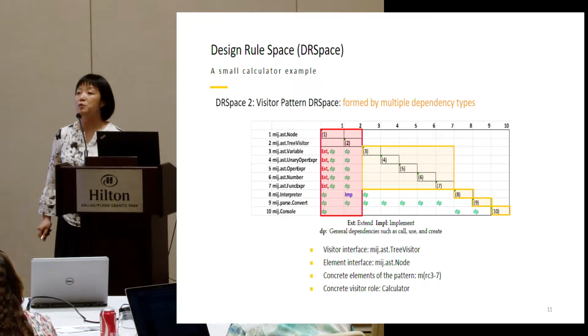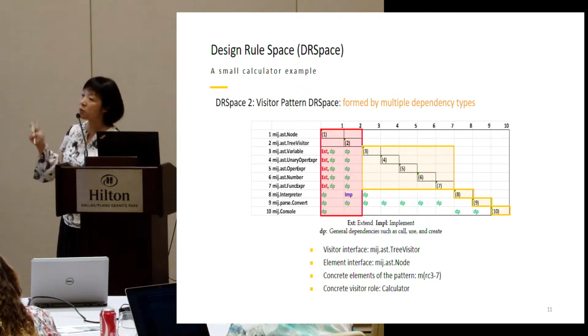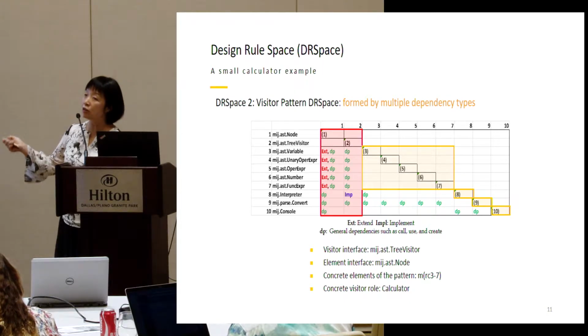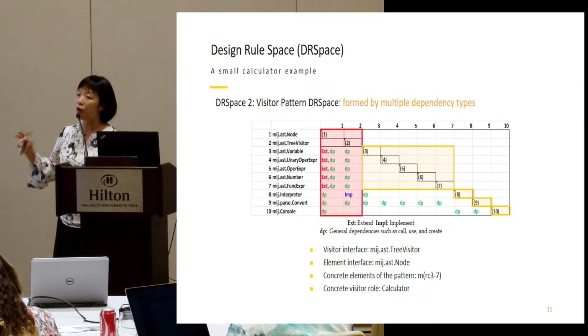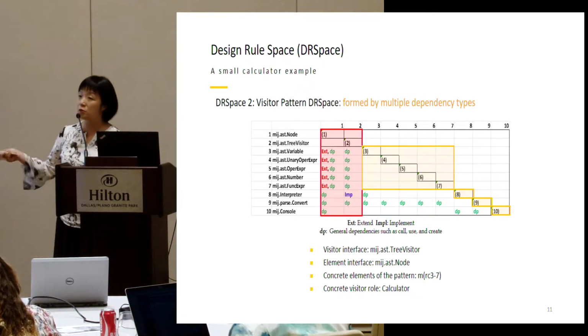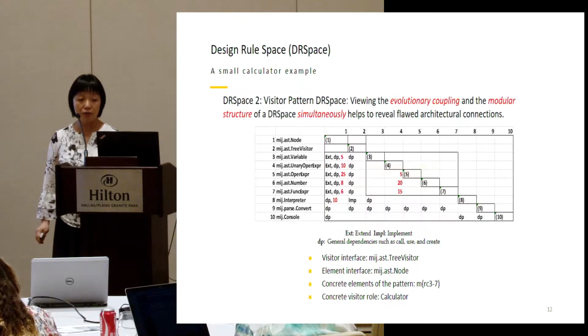So this is another design space from exactly the same system. This is the design space of the visitor pattern. And in this visitor pattern, as you can see, the key interfaces are the visitor interface, the file 2 tree visitor, and another is the AST node interface. These are the two key interfaces of an observer pattern. And so as you can see, this design space has multiple relations, but represents a pattern design space. But they are from exactly the same system.